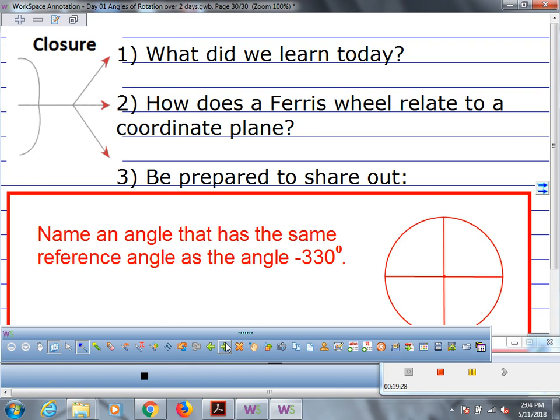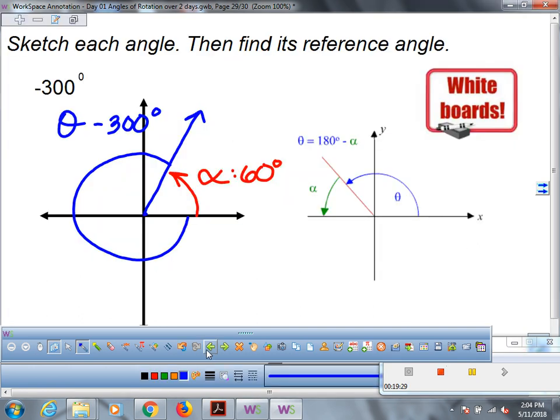Can you guys tell me this one? Oh, I don't have another one. Are you guys ready for the worksheet? Yes. Okay.